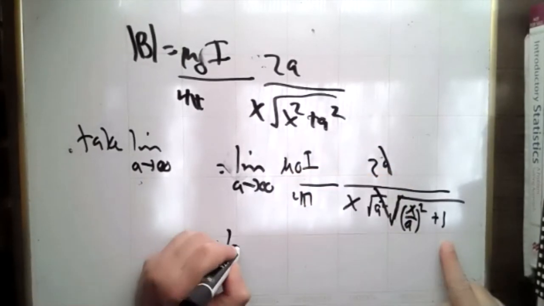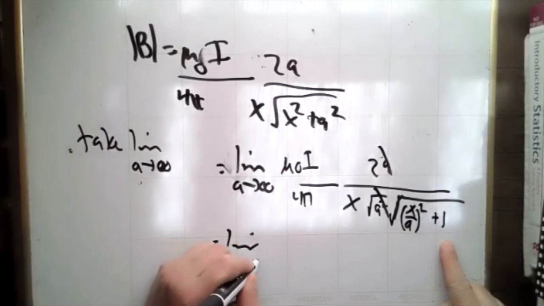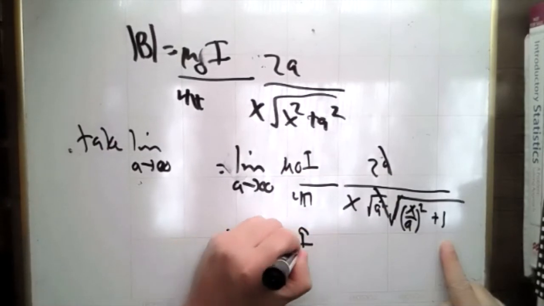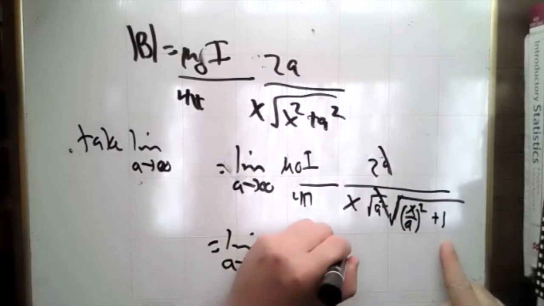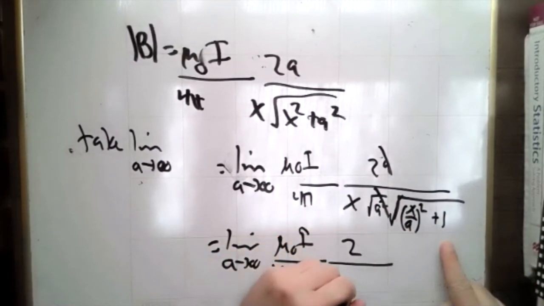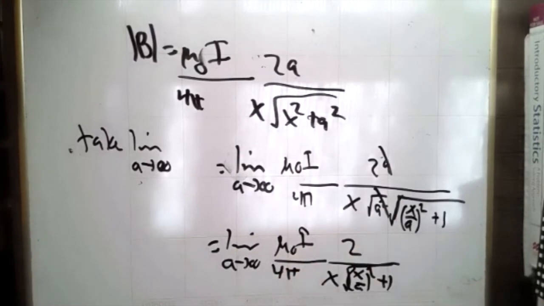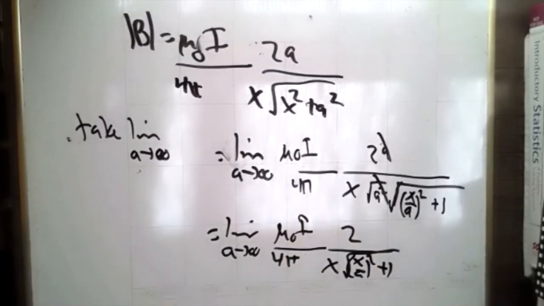And then I want the limit as a approaches infinity of mu naught I over 4 pi, 2 over x, square root of x over a quantity squared plus 1. This limit I can take, and it's easy. As a goes to infinity, x over a goes to 0. That part approaches 0. 0 plus 1 is 1. Square root of 1 is 1.